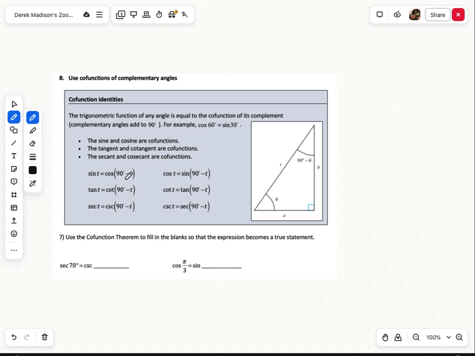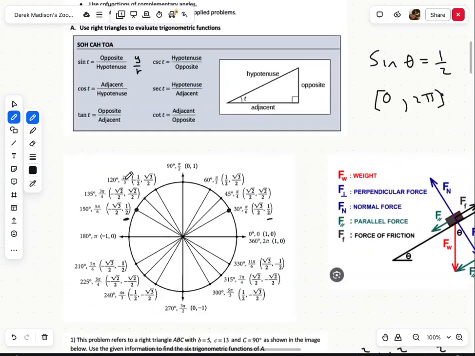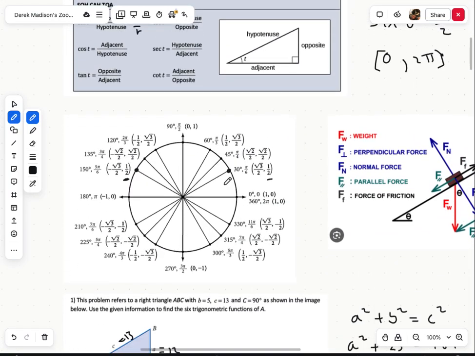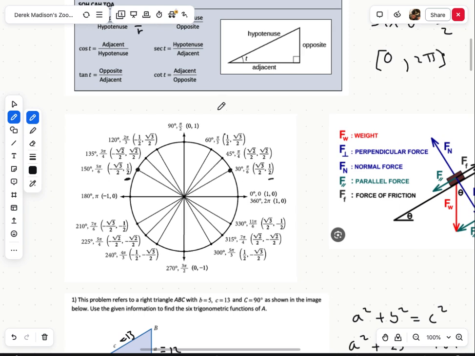And I'll just use sine and cosine for instance. Let me go way back to this unit circle for a second. So sine of 30 degrees is 1/2, and that is going to be equal to cosine of 90 minus 30 degrees. 90 minus 30 is 60, and if you look right here, cosine is 1/2 there, sine is 1/2 there. So that's what that identity is showing: if I have the sine of 30, it's going to equal cosine of 90 minus 30, which would be 60, and sure enough it does.